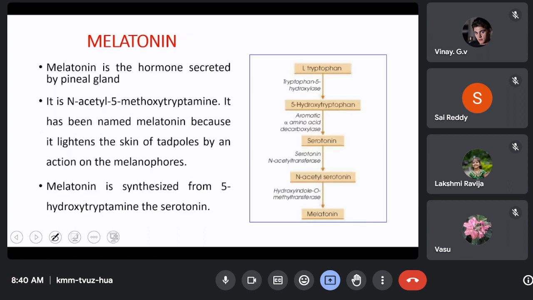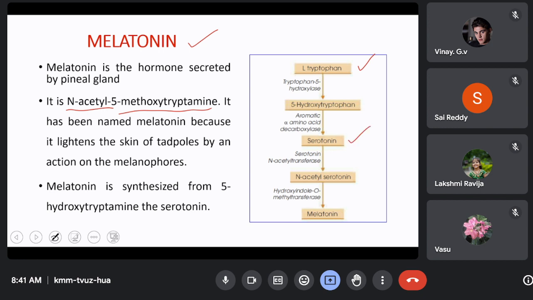And the fifth thing is, the hormone secreted by the pineal gland is called melatonin, and its chemical name is N-acetyl 5-methoxytryptamine, and it is derived mainly from tryptophan, and its precursor is said to be serotonin.